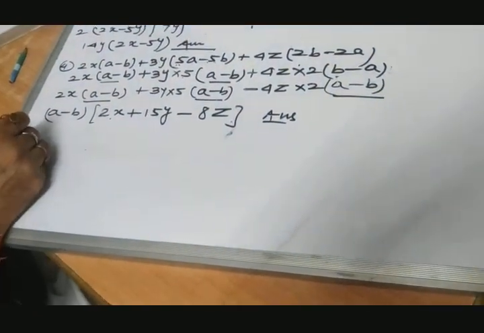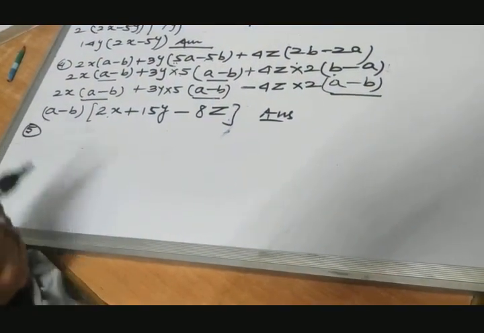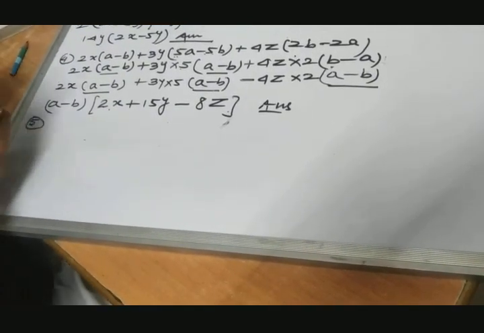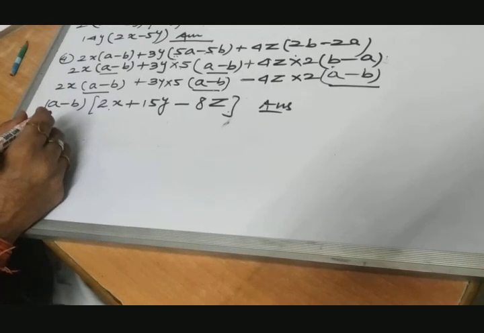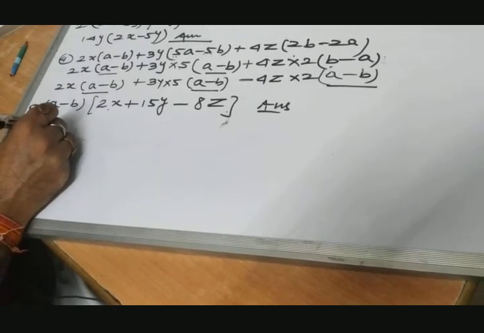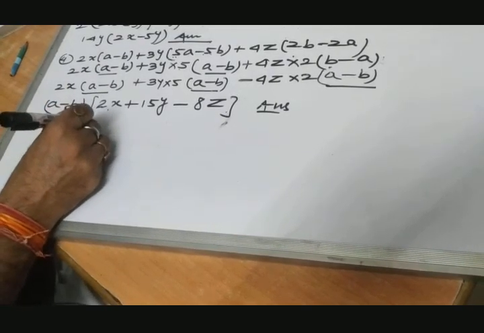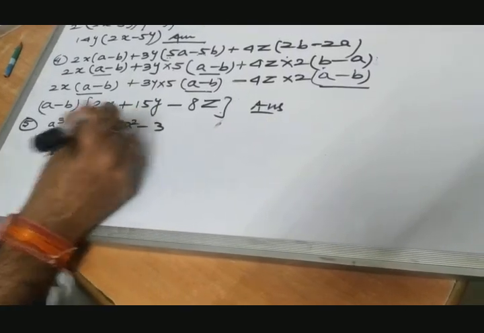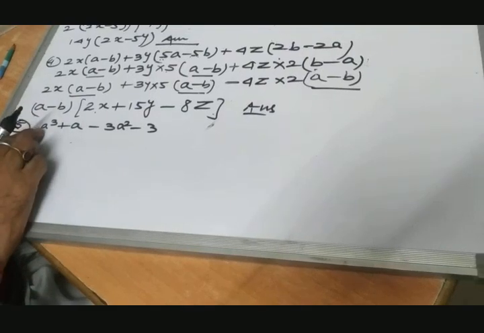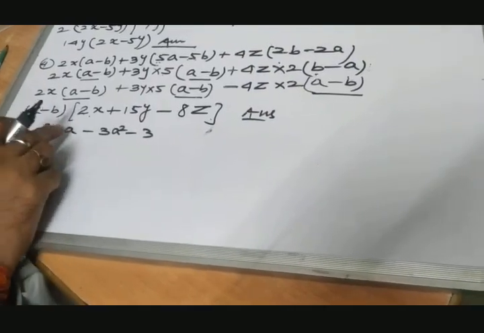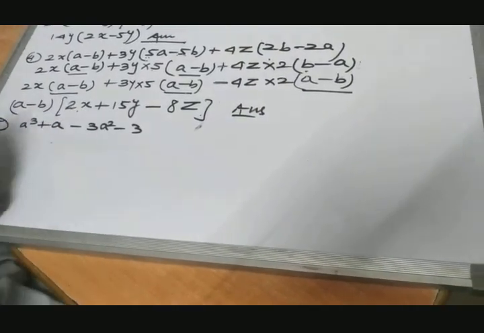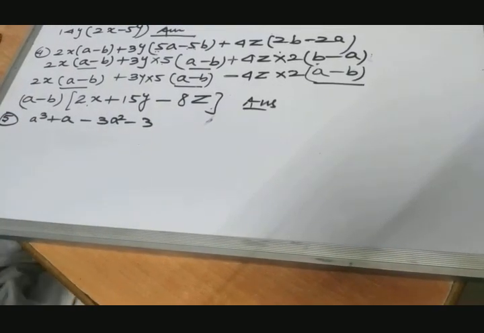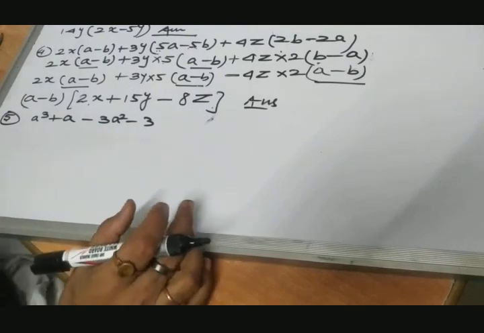Now question number 5 we will discuss again because by mistake copied wrongly. Actual question is a cube plus a minus 3a square minus 3. So this question contains 4 terms, first, second, third, fourth. So this question is done by the grouping factorization method.